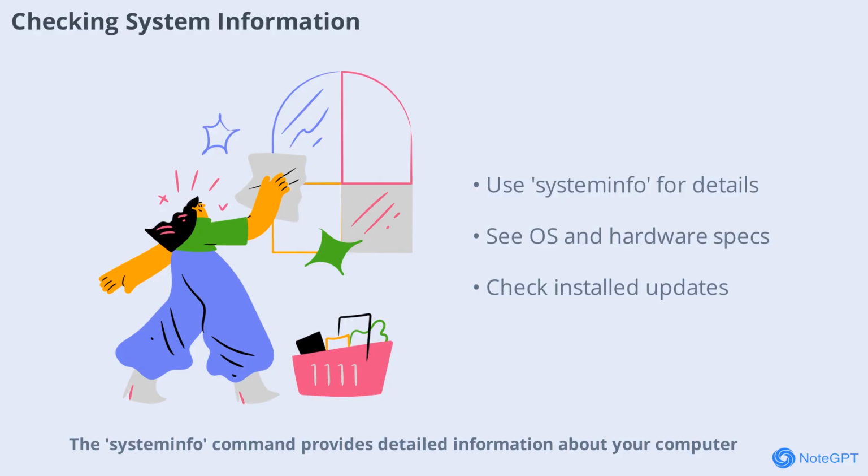The systeminfo command provides detailed information about your computer, including OS version, hardware specs, and installed updates. This is useful for troubleshooting, inventory, or just learning more about your system. Type systeminfo and review the comprehensive report that appears in your command prompt window.